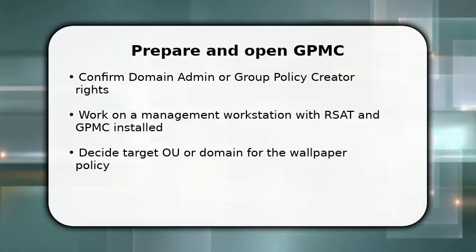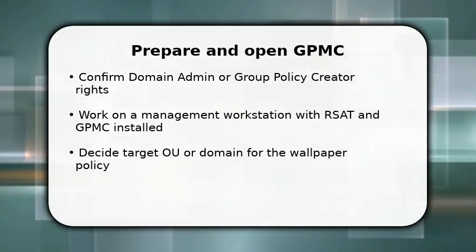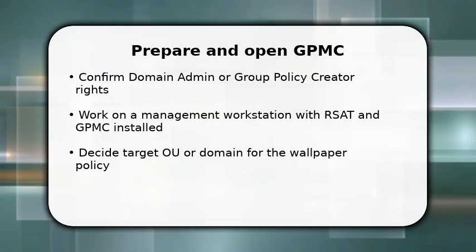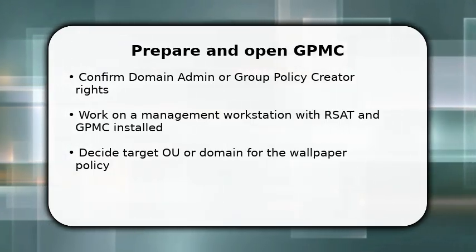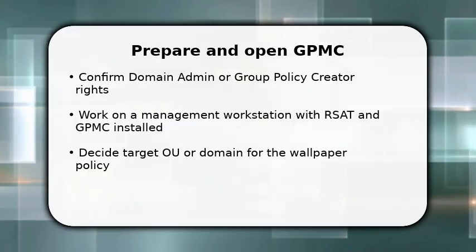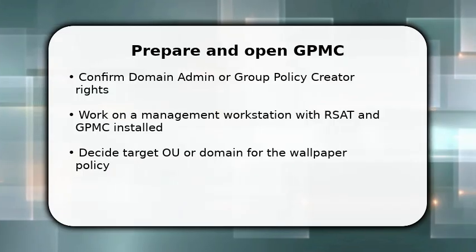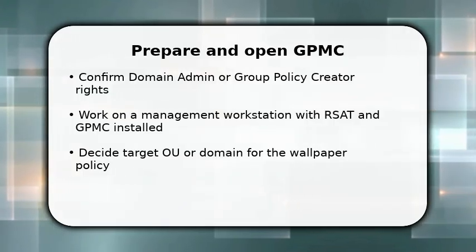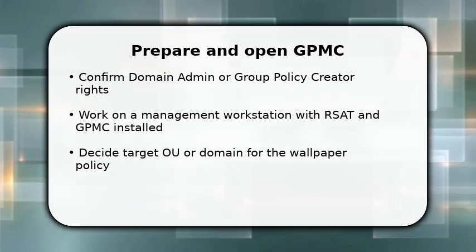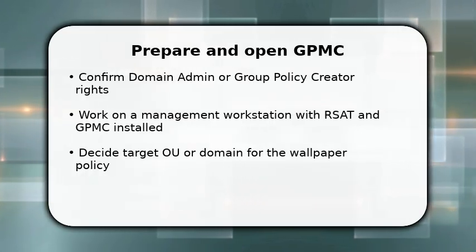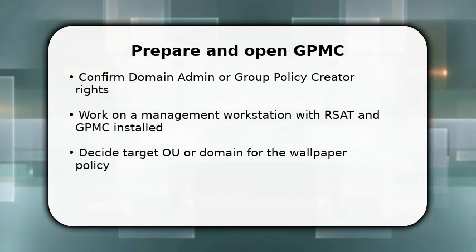You start by confirming you have domain admin or group policy creator permissions. Without them, you cannot edit domain GPOs. Next, open the Group Policy Management Console, GPMC, on a workstation with RSAT installed. Once GPMC is open, locate the target domain or OU where you will link the wallpaper policy. Make sure to create a new GPO named clearly, for example, Corporate Wallpaper, so you can track changes. This preparation avoids mistakes and speeds the remaining steps.